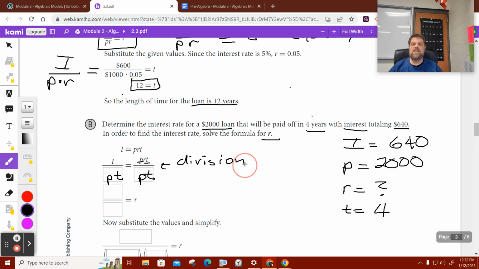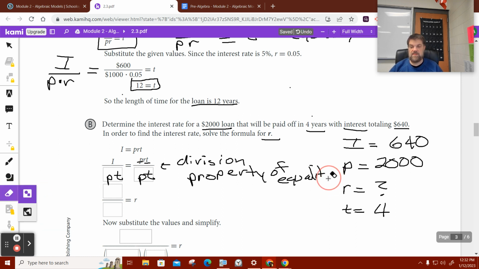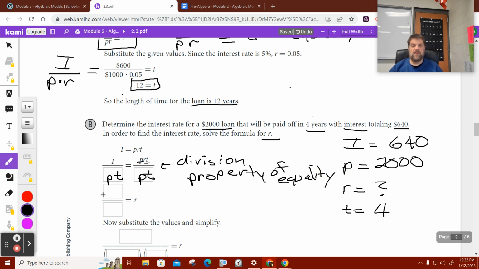So this is the division property of equality. Okay. Oh, that last one is not my best handwriting. Okay. So then what happens is the P's cancel and the T's cancel, and I'm left with R equals I over PT.